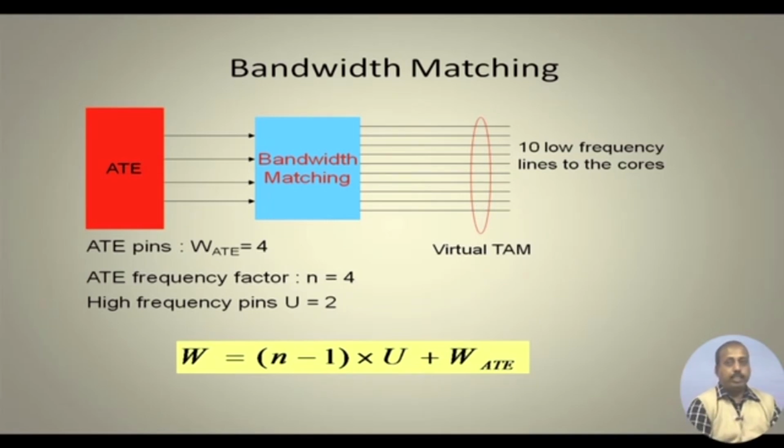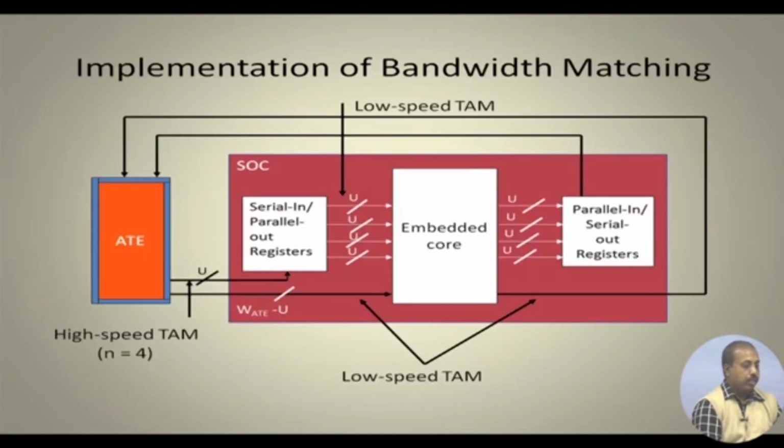Though there are 4 channels coming from the ATE, for scheduling purposes we have 10 lines to be fed to the SOC. That makes it very flexible when I am doing test scheduling. Whatever technique I follow, partitioning or bin packing etc., can take help of these 10 low frequency lines.